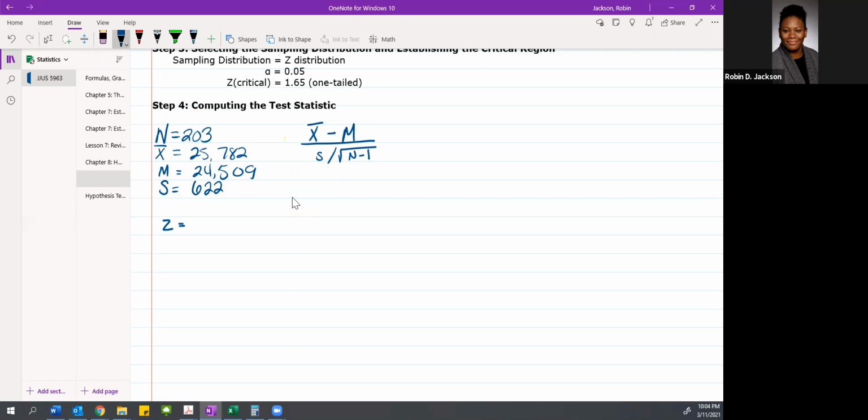So Z equals, let's see here. The sample mean is going to be 25,782. Subtract the population mean, which is 24,509. Divide all of that by the sample standard deviation, which in this case is 622, divided by the square root of 203 minus 1.